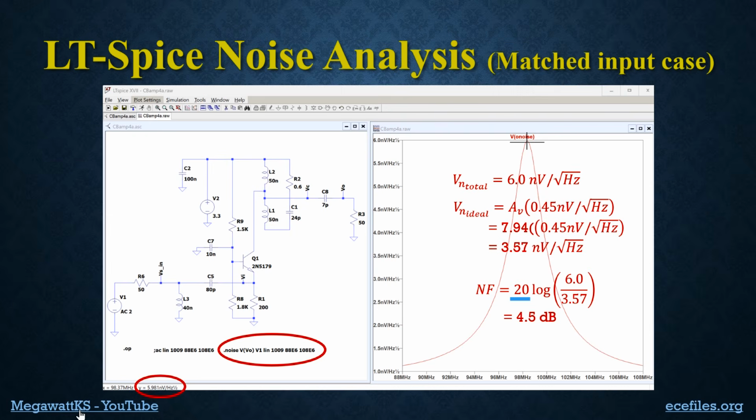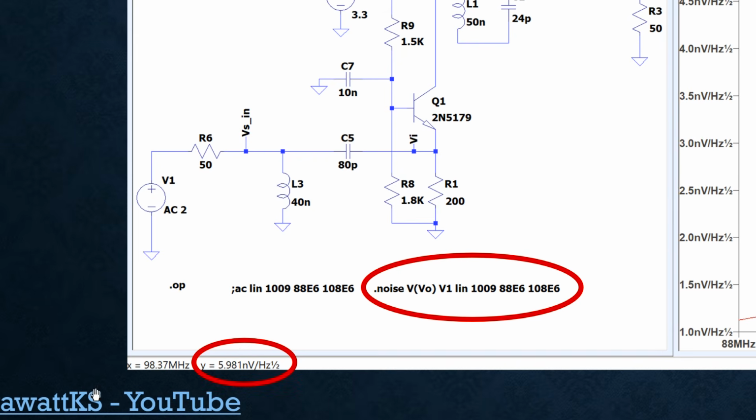So I modified the command to the simulator from running in AC mode. I commented that out with the semicolon and introduced this one, which is a .noise command. And you have to tell it what output node you're looking for. This is a reference node. I'm not even sure what that's used for. I'm not using it here. And then again, the sweep parameters are the same.